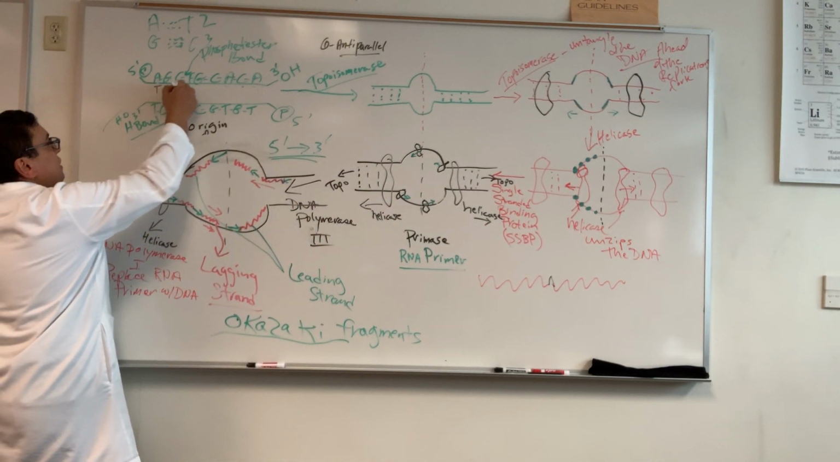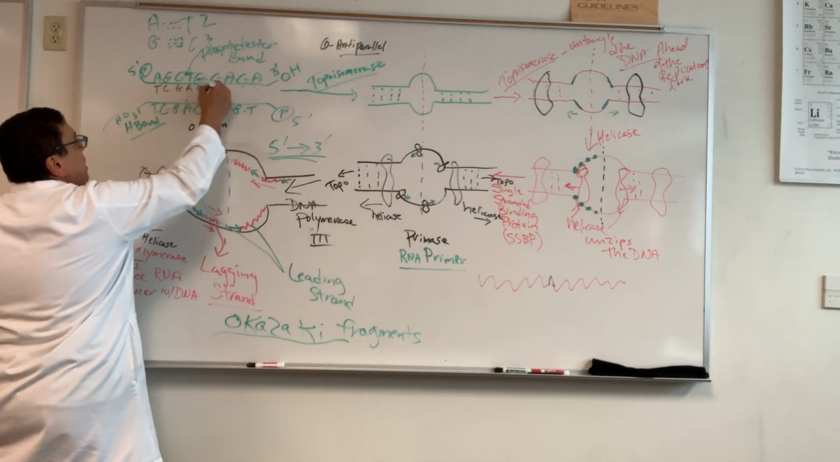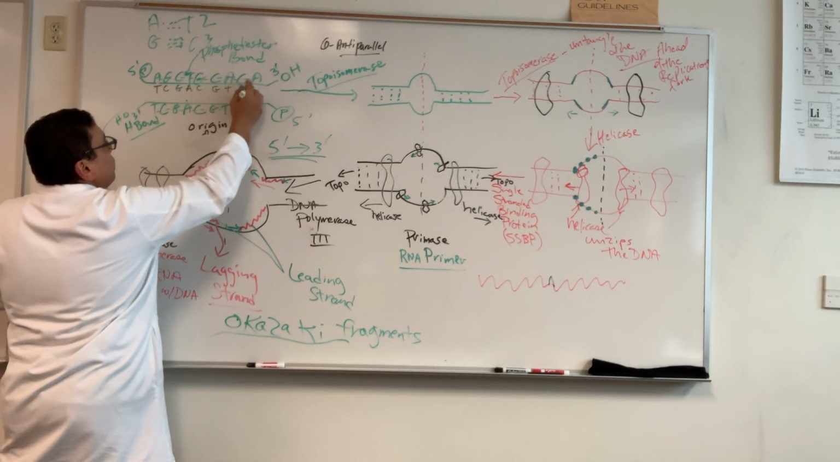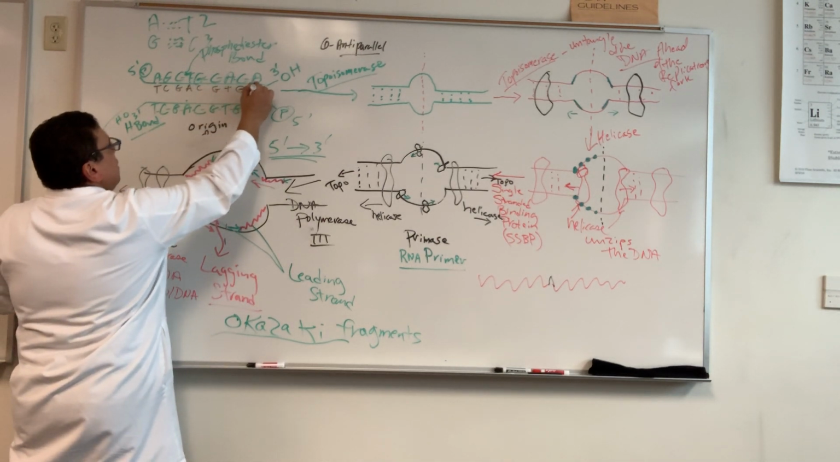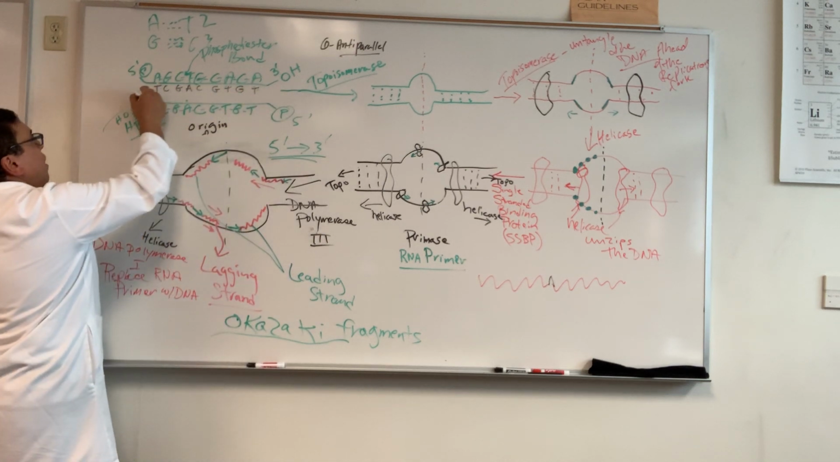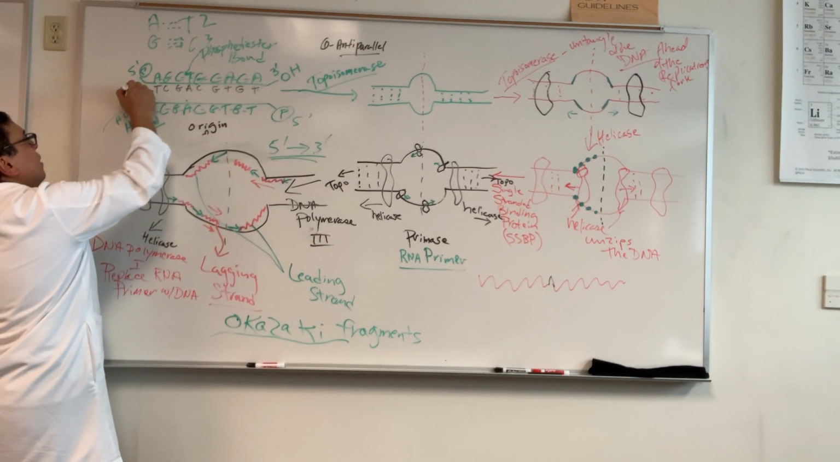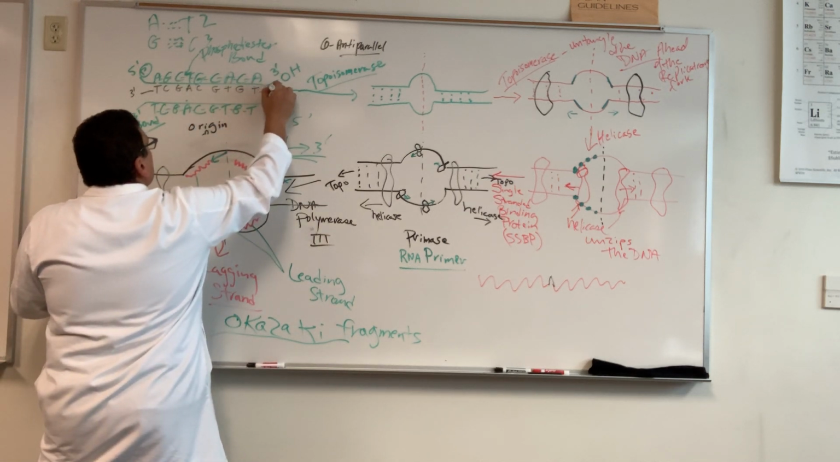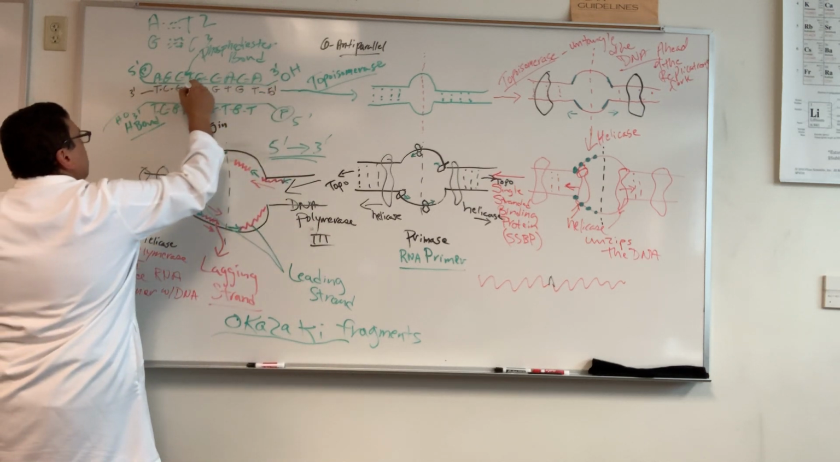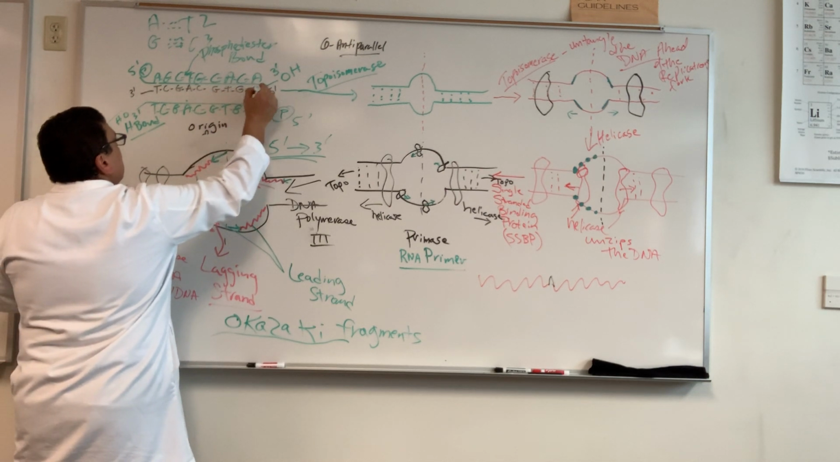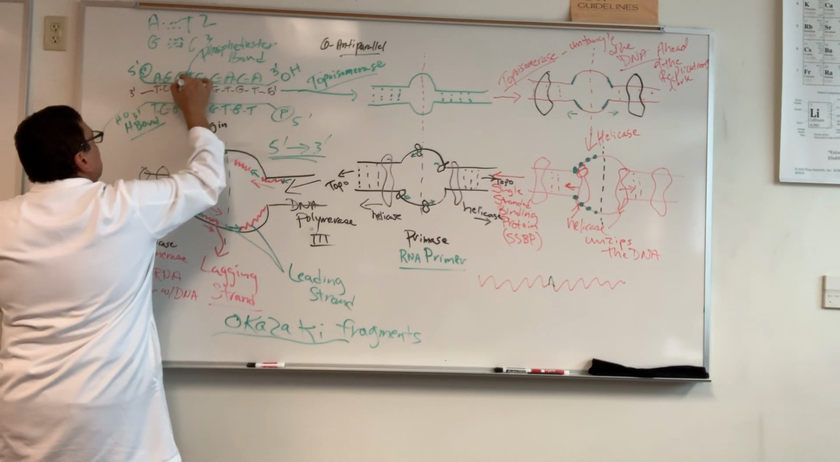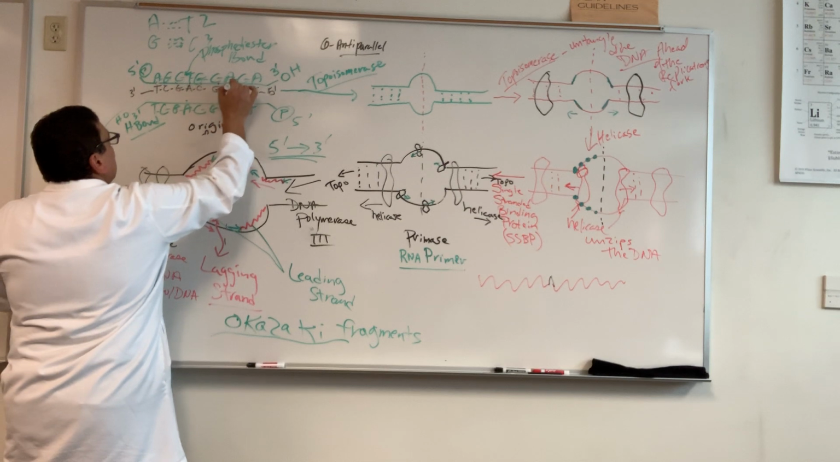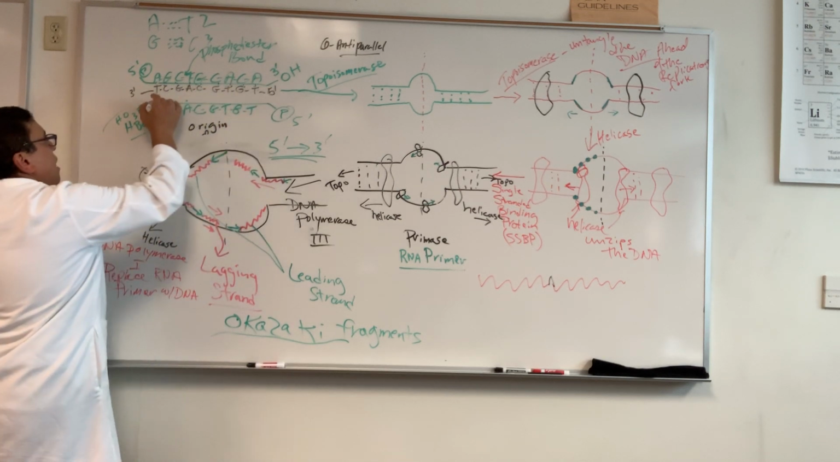So this will be T, C, G, A, C, G, T, C, G, T. And if this is 5', this will be what? 3'. If this is 3', this will be what? 5'. And again, everything will be phosphodiester bonded, and these will be hydrogen bonded. All of them.